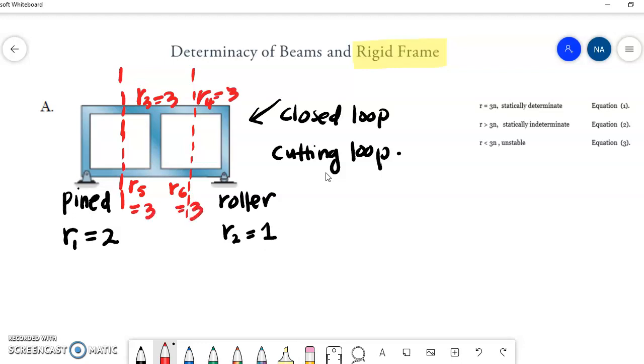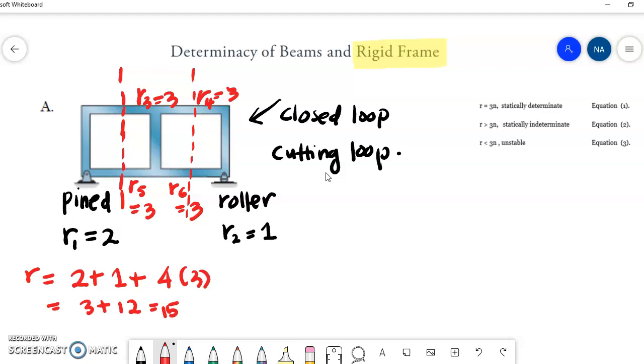So total number of R here is 2 plus 1, which is coming from the pin and roller. Okay, then plus how many internal? 1, 2, 3, 4. Okay, 4 times 3 reactions. So we have here 3 plus 12, so it equals 15. Okay, so total number of R is 15.